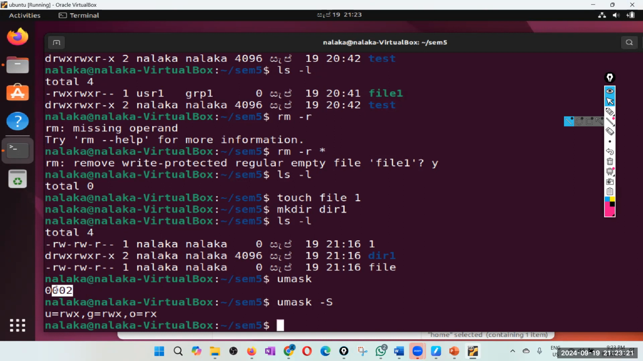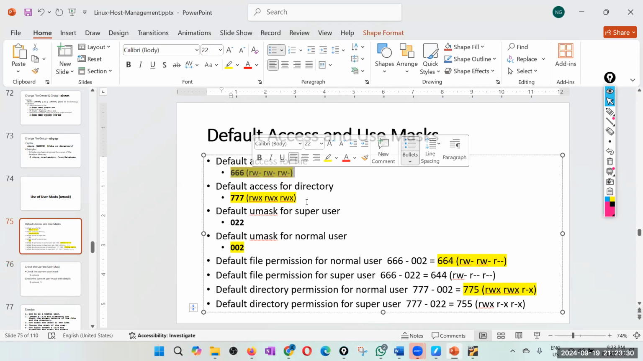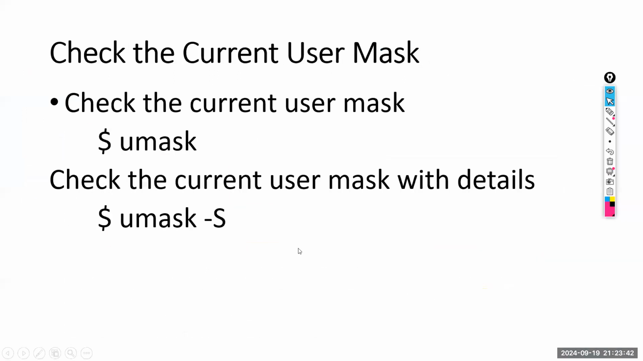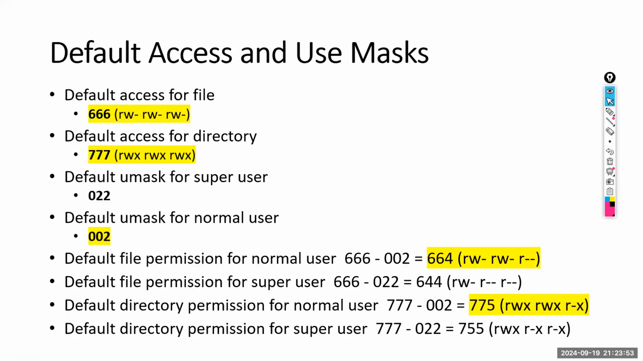For example, if you change to 000, then of course nothing to subtract. If your umask is 000, when you create a file, it will be having this. When you create a folder, it will be having this because you subtract 0. Or if you have a different value, again, you must subtract and see what is your default value. Okay. Got it? Right. So this exercise you can do. Change the umask and then create a file and folder.